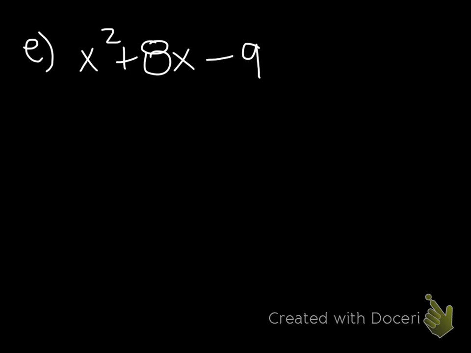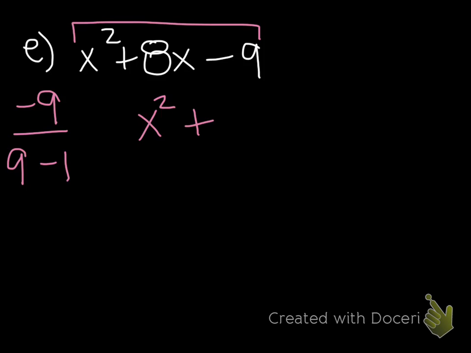Lastly, letter E. Again, I'm going to start by doing a times c, which is negative 9. My combination that I need to use is a 9 and a negative 1. So that multiplies to be negative 9, adds to be the 8 that I need. I'll do the grouping method again. Those of you who do the box, draw the box, put these 4 terms inside the box. I group.